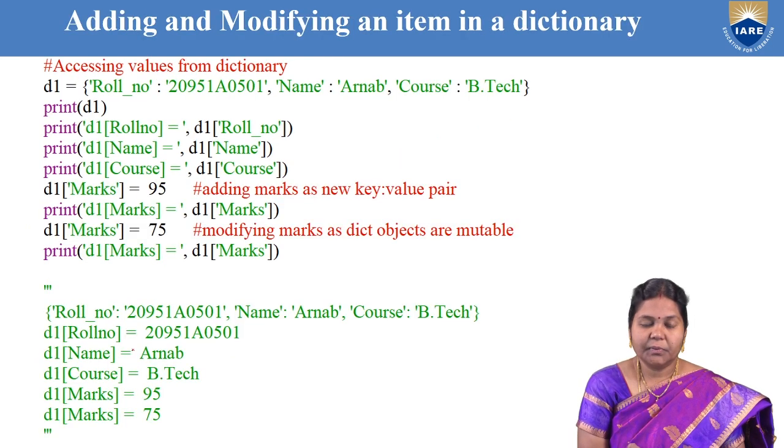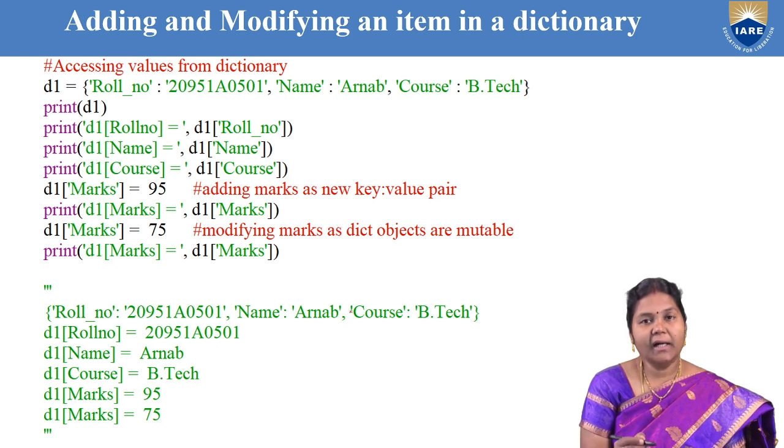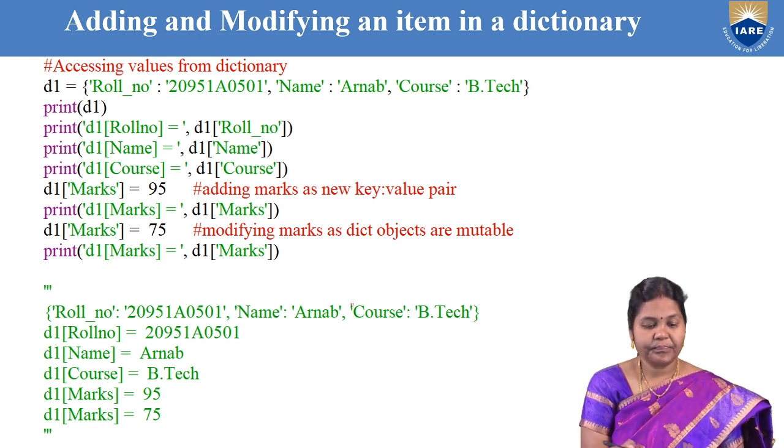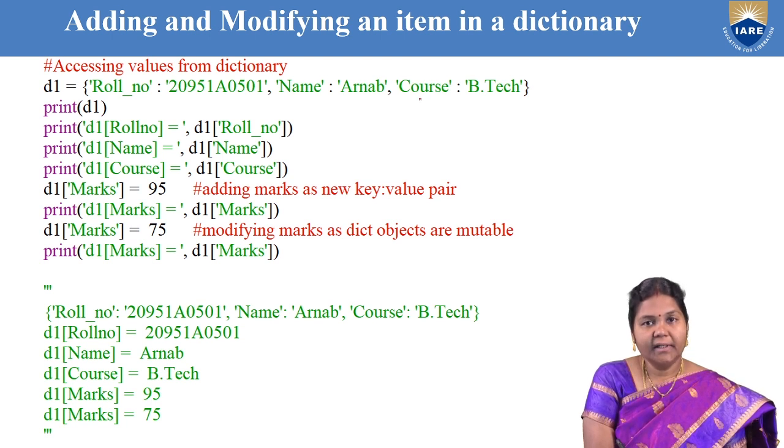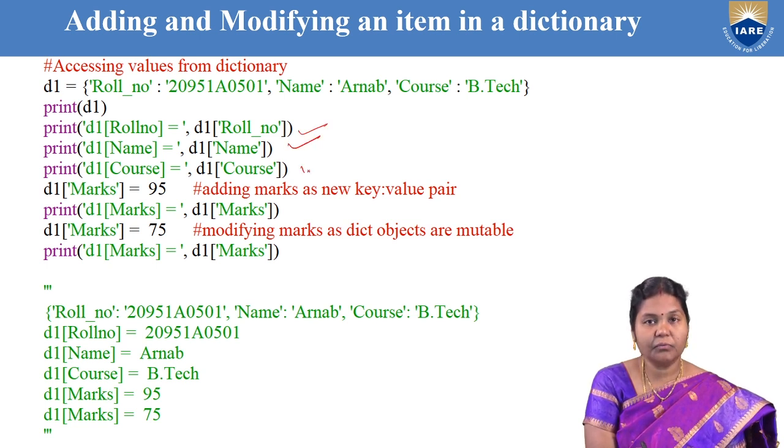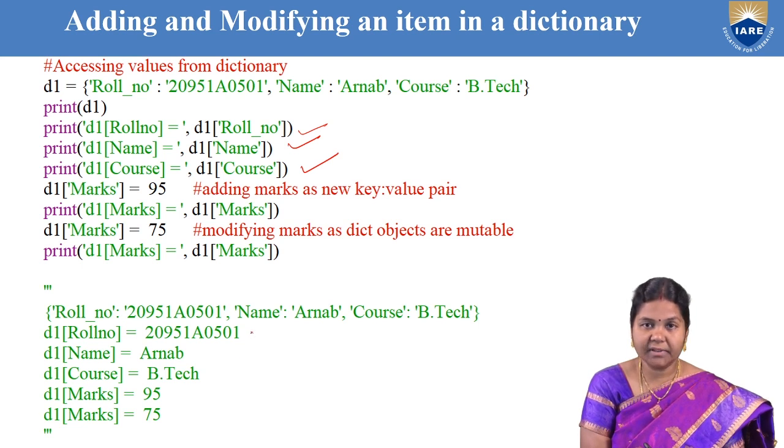Now, let us discuss how to add and modify an item in a dictionary. If you want to add a new key value pair or modify an existing key value pair, how do you do it? Let us see an example. Here D1 is a dictionary consisting of three key value pairs: roll number, name and course. First of all, let us access the values by writing D1 of roll number, D1 of name and D1 of course. You can see the values presently there are 501, Arnab and BTech, which we have simply retrieved.